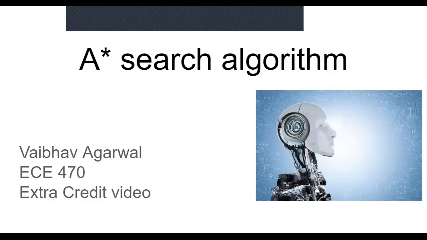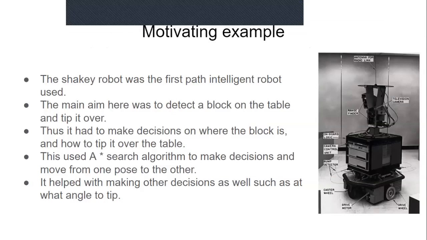Hello, hi. Today we are going to discuss the A-star search algorithm for graph traversal. The motivation for this graph traversal algorithm came from the need to make intelligent mobile robots which can do tasks on their own and which need not be commanded at every time step about what to do next.